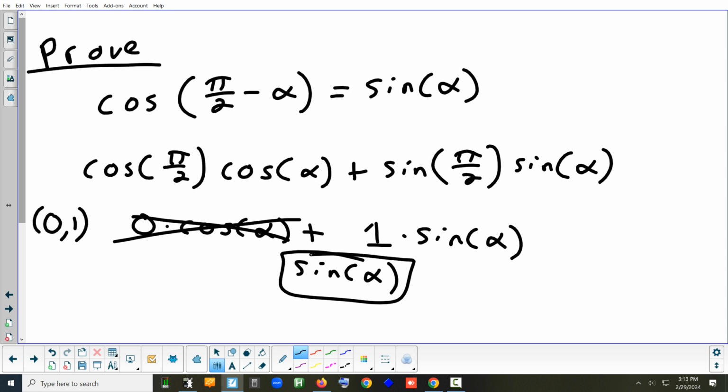So when you're doing these problems, there's really only 2 steps in the proof. I'm going to ask you to show me one of the 2 steps. Any question on that one?